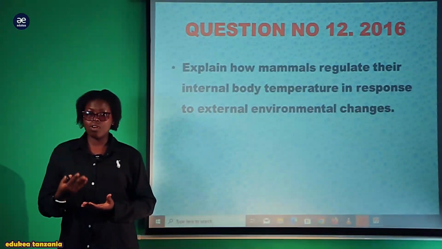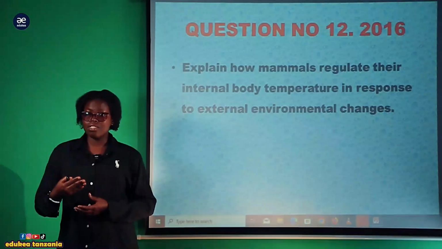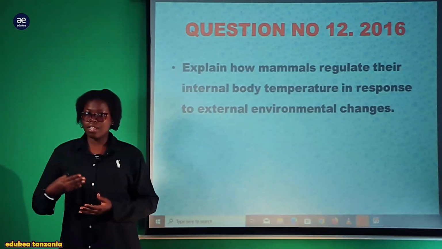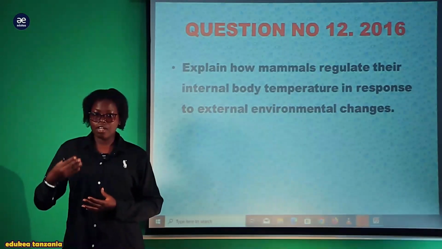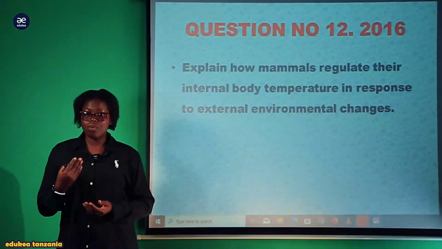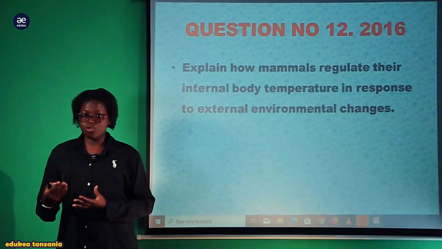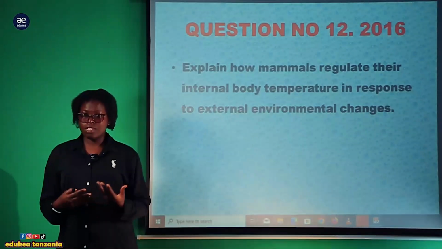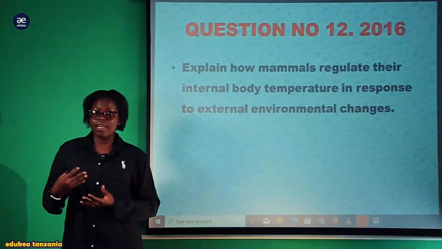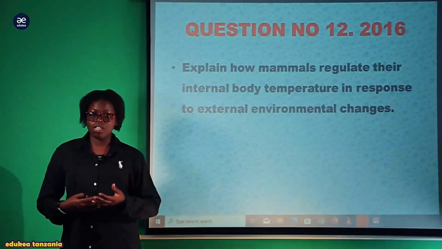Mammals and birds are the organisms which are capable of maintaining their internal body temperature at a constant level despite variation in the external temperature. While poikilotherms are the organisms whose body temperature tends to fluctuate with that of the external temperature. Examples are reptiles as well as amphibians. These organisms' metabolic activity depends on external temperature, and that's why we call them ectotherms.